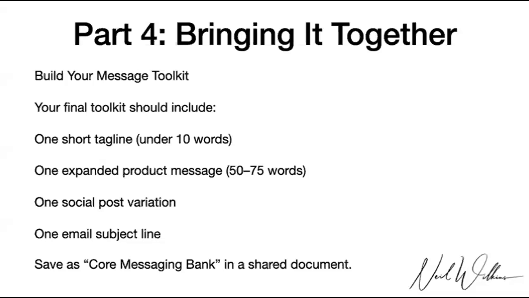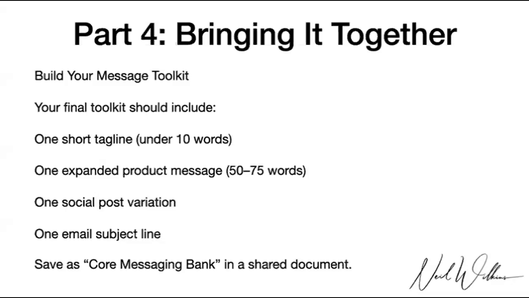One email subject line, and you can save it as a core messaging bank in some kind of shared document if you've got an agency or some colleagues who are working with you. This is your message toolkit. It's the de facto standard. This is the new bar that you're working from.